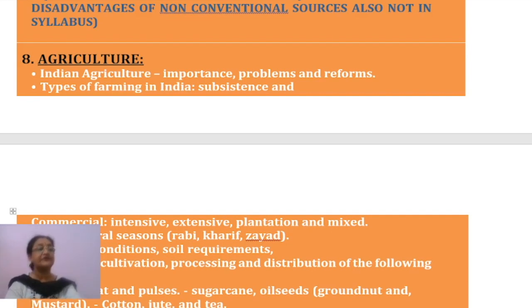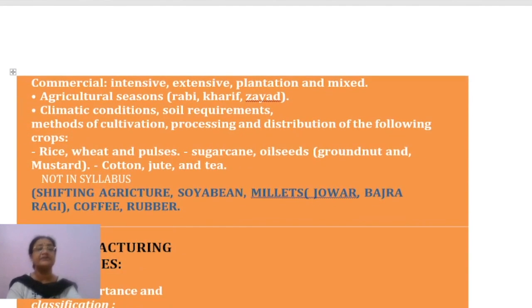Okay, then types of farming which are being followed in India. Under that, subsistence and commercial farming, then intensive farming, extensive farming, plantation and mixed farming, all these are there. Just one type of farming or agriculture is not there in the syllabus this time, that is the shifting agriculture. Okay, so just cut that part and you don't have to cover the shifting agriculture.